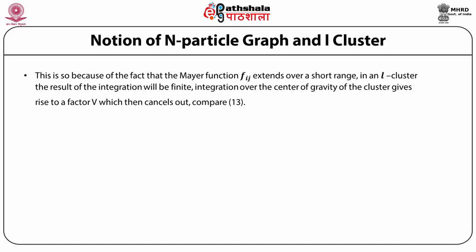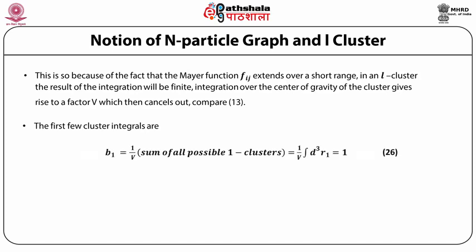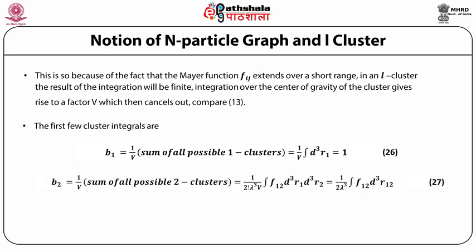And if we compare, the first few integrals can be written as known cluster integrals. b1 is equal to 1 upon V, sum of all possible 1 clusters, which is equal to 1 upon V integral over d cube r1, which is equal to 1. b2 is equal to 1 upon V, sum of all possible 2 clusters, which is equal to 1 upon 2 factorial lambda raised to power 3 V multiplied by the integral of f12 d cube r1 d cube r2, which is equal to 1 upon 2 lambda cube integral of f12 d cube r1 d cube r2.